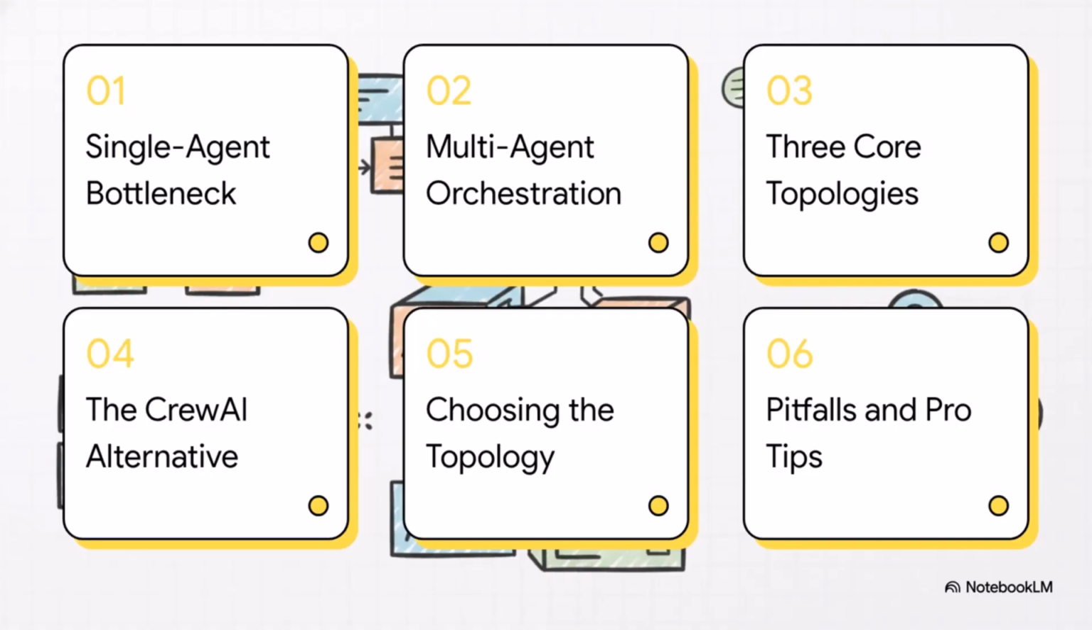Here is our roadmap for the explainer. We're going to cover the single-agent bottleneck, enter multi-agent orchestration, look at the three core topologies, explore the CrewAI alternative, figure out how to choose the right setup, and finish up with some pitfalls and pro tips.